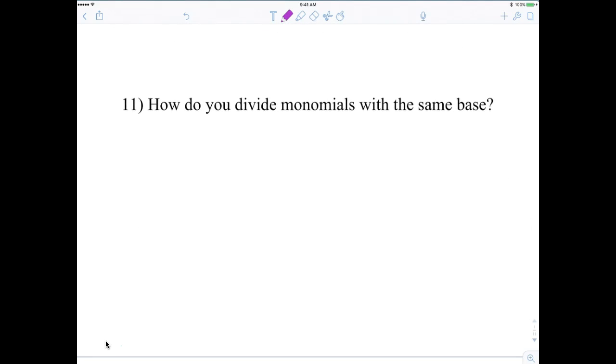All right. Now number 11. It says, how do you divide monomials with the same base? What was the rule for dividing? Subtraction. Yes. What do we do? Subtract exponents. All right, let's just write that down. Subtract exponents. All right, you got to subtract the exponents. All right, let's give you an example.